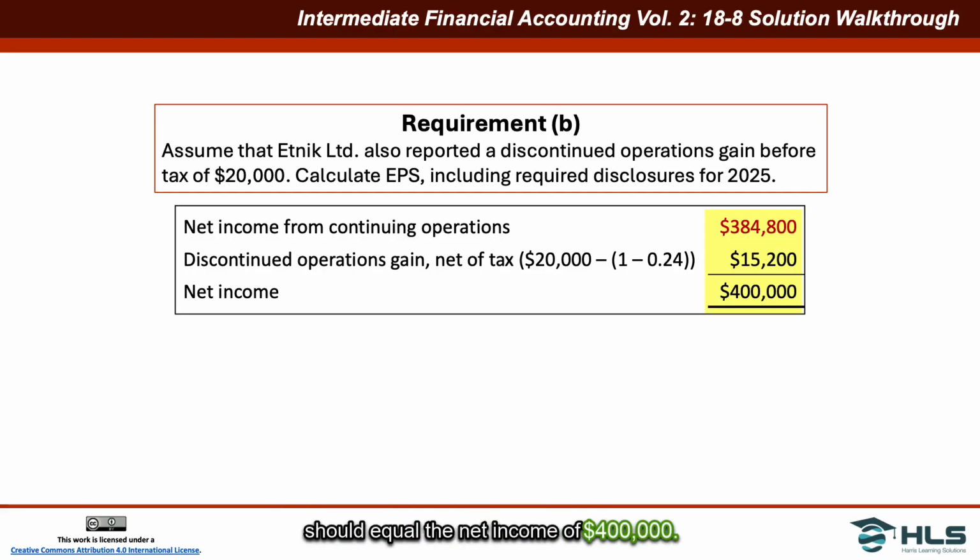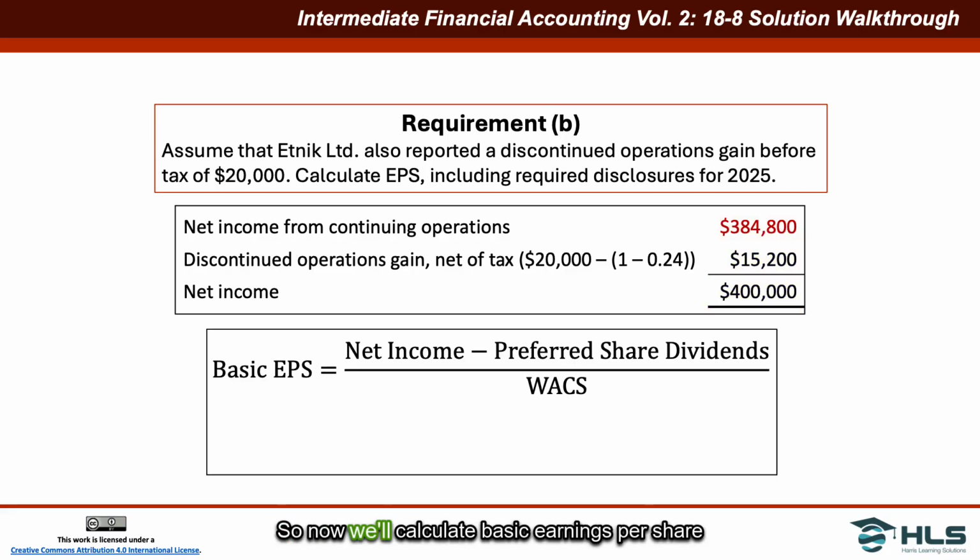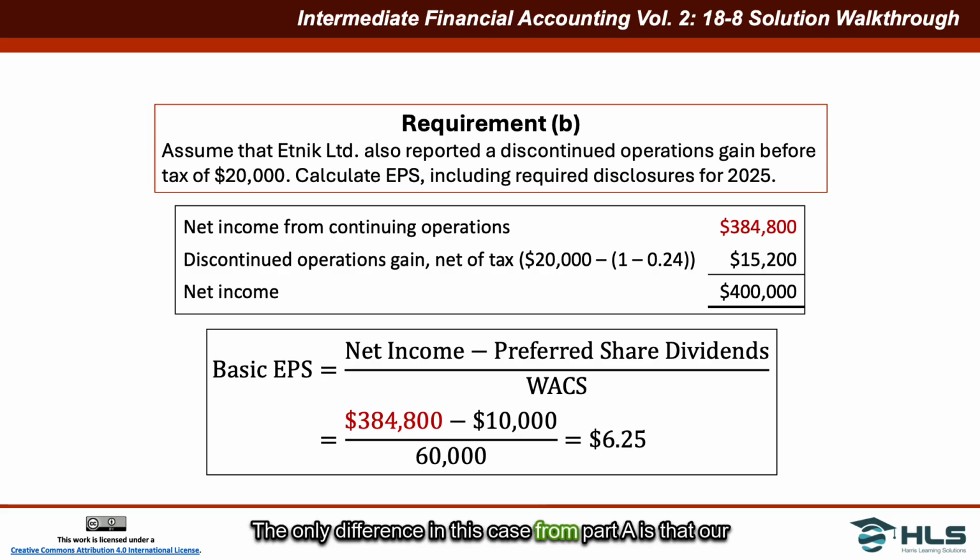should equal the net income of $400,000. So now we'll calculate basic earnings per share as net income minus the preferred share dividends divided by the weighted average number of common shares. The only difference in this case from part A is that our income from continuing operations has changed. So we're going to use $384,800. We'll deduct the $10,000 in preferred share dividends, and then we divide by the 60,000 weighted average number of common shares outstanding. This results in basic EPS of $6.25.